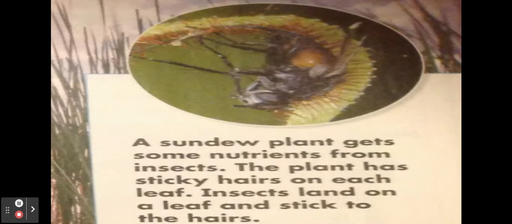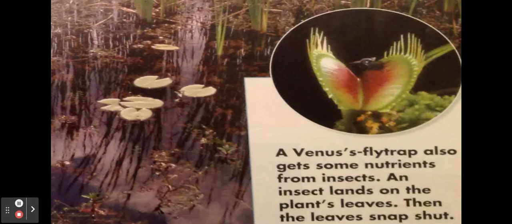Here we go. A sundew plant gets some nutrients from insects. The plant has sticky hairs on each leaf. Insects land on a leaf and stick to the hairs. Here's the picture we saw earlier. And now we have the name. A Venus flytrap. Very cool. A Venus flytrap also gets some nutrients from insects. An insect lands in the plant's leaves. Then the leaves snap shut.